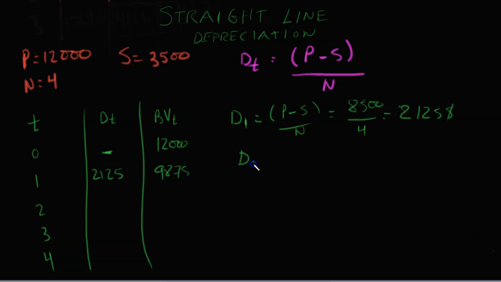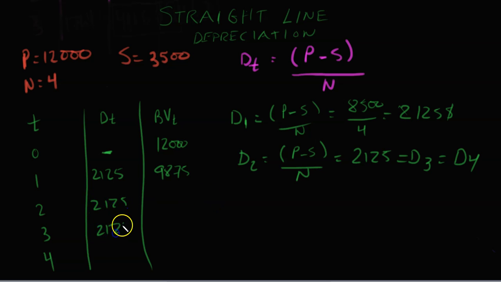Alright, if we go to year 2, the formula P minus S over N never changes, so we can conclude that for straight line depreciation, the depreciation is always the same. It's going to be $2,125 for this, D2 equals D3 equals D4. So $2,125, $2,125, $2,125. Subtracting down the last column, $7,750. And $7,750 minus $2,125 is $5,625. And $5,625 minus $2,125 is $3,500.